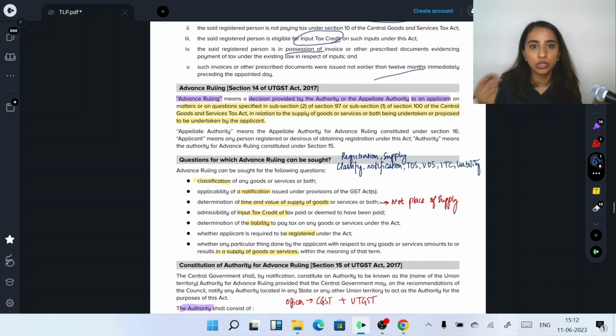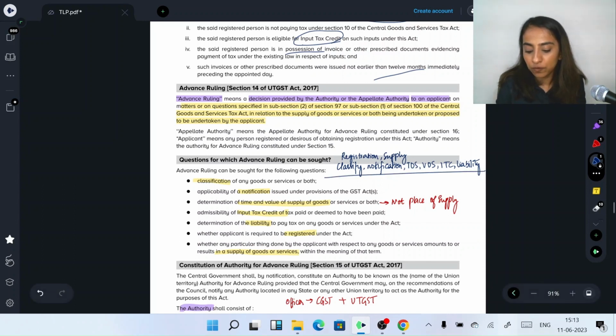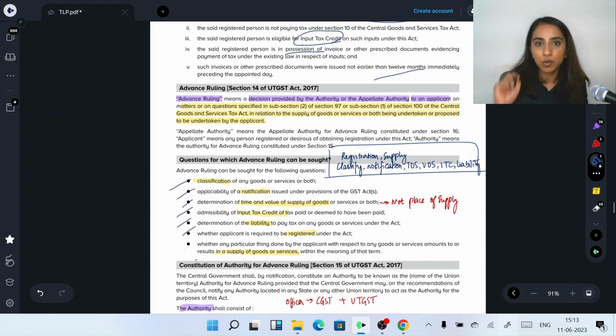So then I go to the authorities and say, give me an advance ruling, give me an answer to my question. So that is your advance ruling. Give me the answers to my doubtful questions. So you can go for advance ruling for any of these, whatever categories they've given. One important testing point here is, you can go for determination of time of supply, value of supply, or both, but not place of supply.